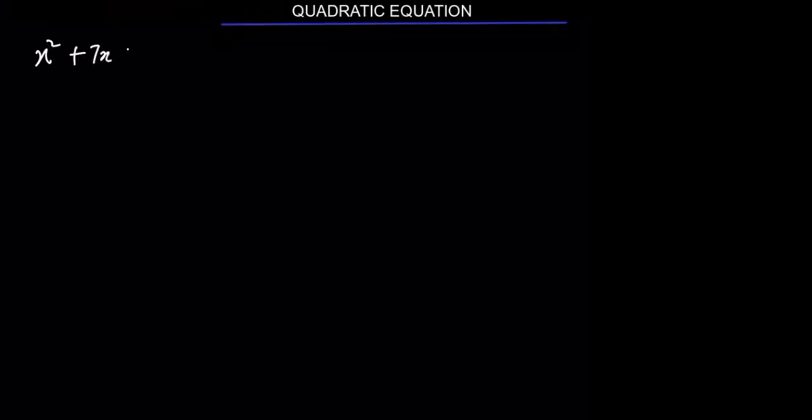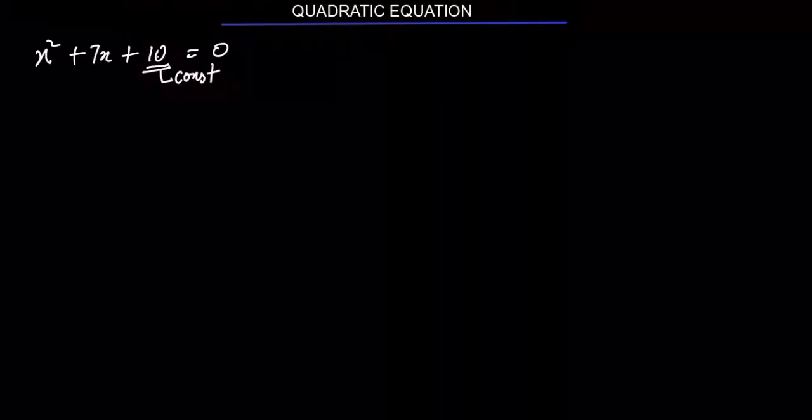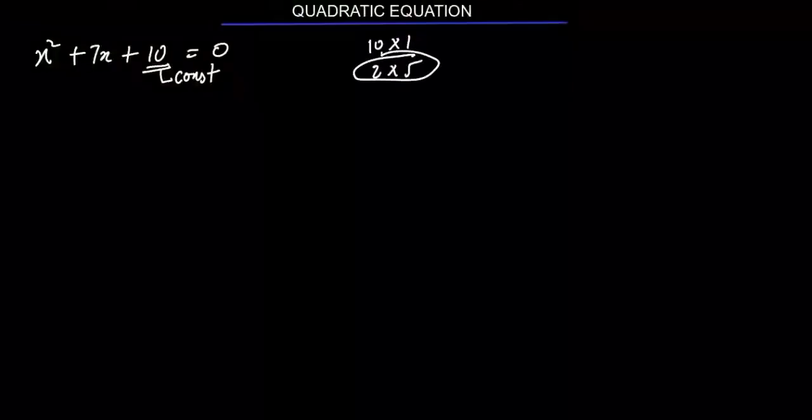So let's look at, for example, if we have x squared plus 7x plus 10 equal to 0. How do we solve this quadratic equation? You see, the term that is not having x is called the constant term. Now look at your constant term. Give me two values you multiply together to give me 10. Out of it, I have 10 times 1, I have 2 times 5, and that's it. Now, which of them will I add together to give me 7? It's actually these two, right?